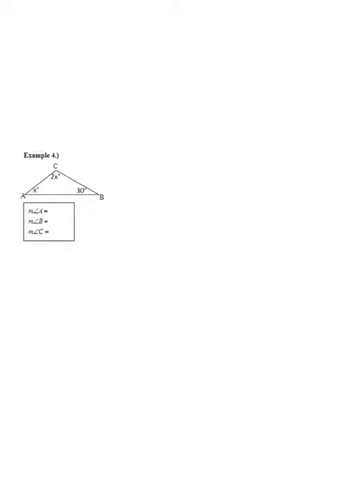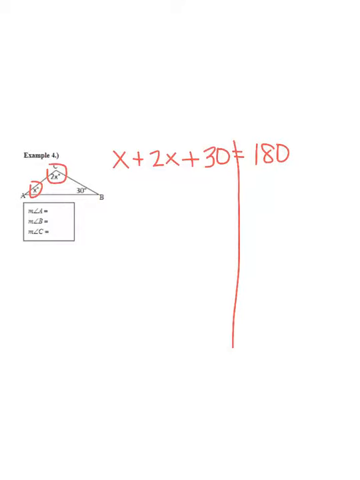Alright, this one says to find angle A, B, and C. In this case we have A and C are variables, so we pretty much have to set up an equation here. x plus 2x plus 30 equals 180. All of these can be solved by adding the three angles together no matter what they are and setting it equal to 180. So combine your like terms.